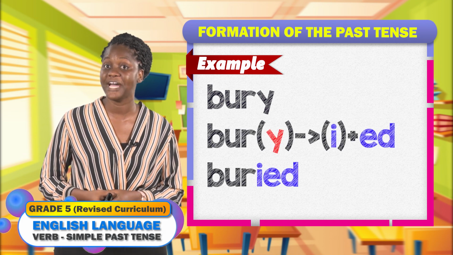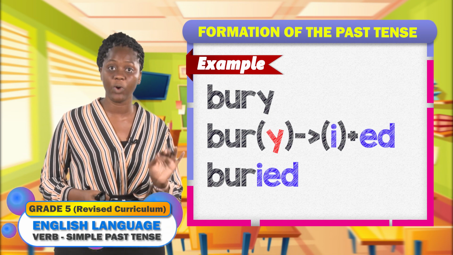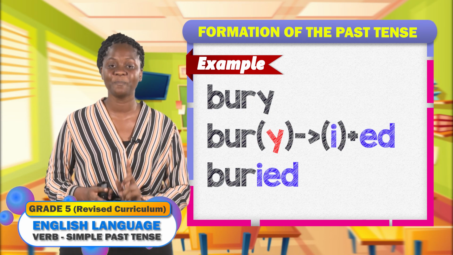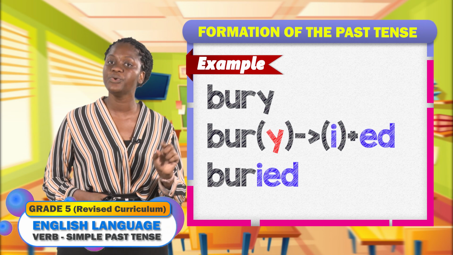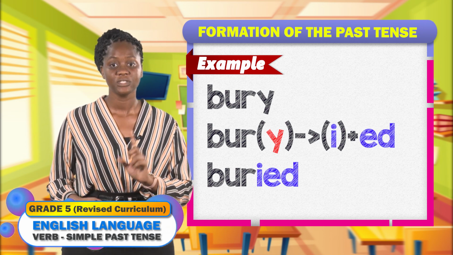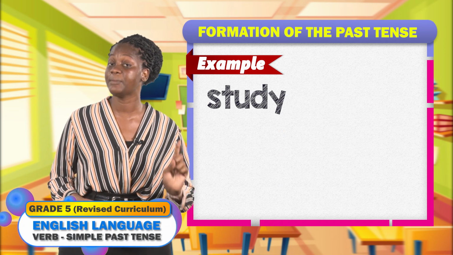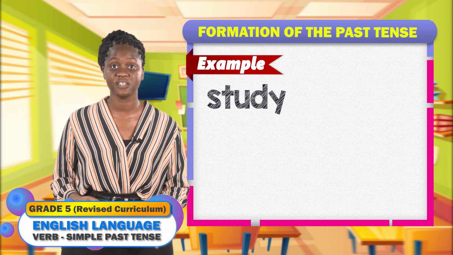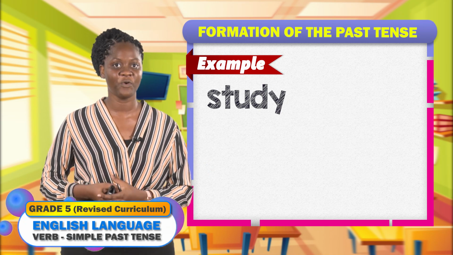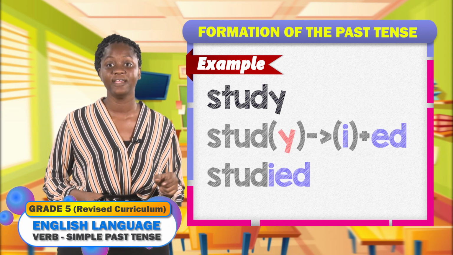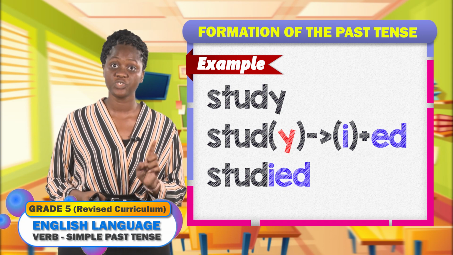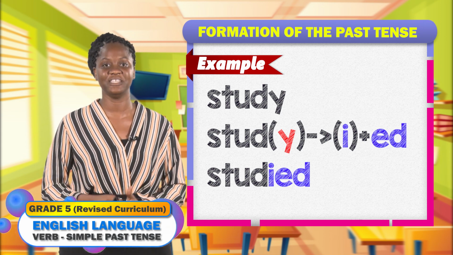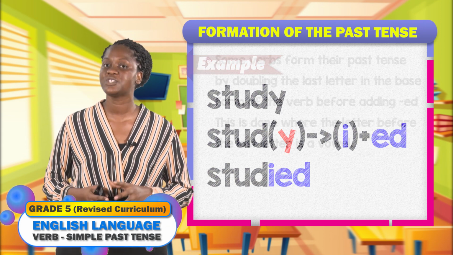In order to form that past tense, we must change the y to I and then add ed. So, the correct spelling of buried is B-U-R-I-E-D. Let's look at another. This should be something that you do daily. Study. What is the past tense of study? Studied. How do we form it? We change the y to I and then add ed. So, studied is spelled S-T-U-D-I-E-D. Great. Let's go on.